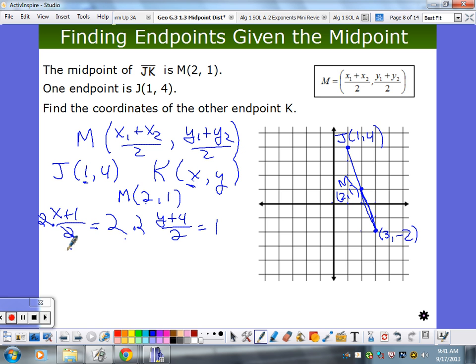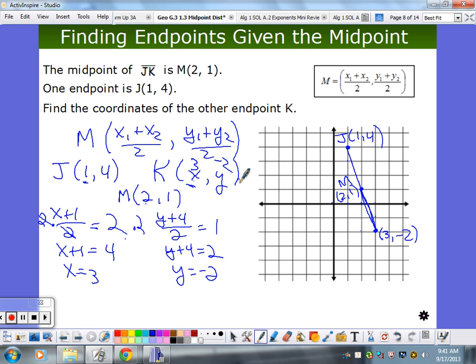Right, so knock this guy out. x plus 1 equals 4, so my x is 3. Okay, so that's 3. And then I'll do the same thing here. Multiply both sides by 2. Subtract that 4. Getting 3 minus 2.